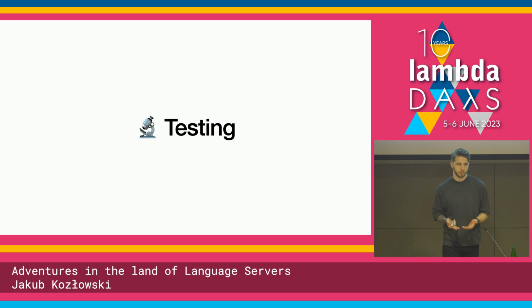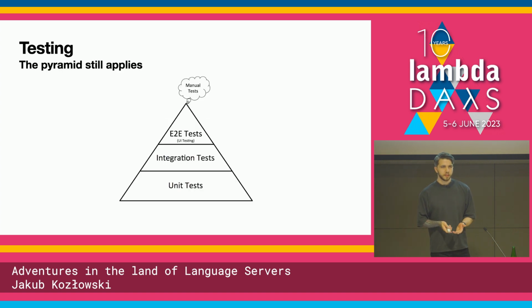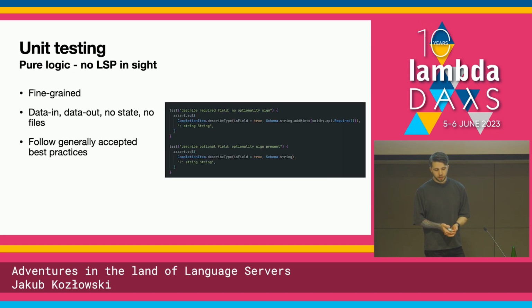Because there's a lot that can go wrong. No surprise, the test pyramid still applies even in this case. This is nothing special. We need unit tests, we need integration tests, and some kind of end-to-end testing. I would start with unit tests where you don't need to involve LSP. So things like just analyzing an AST, a syntax tree, the result of parsing, analyzing it to produce some results like completions. It's just data in, data out, nothing magical, no state, no files, no effects. And in here, we just follow generally accepted industry practices.